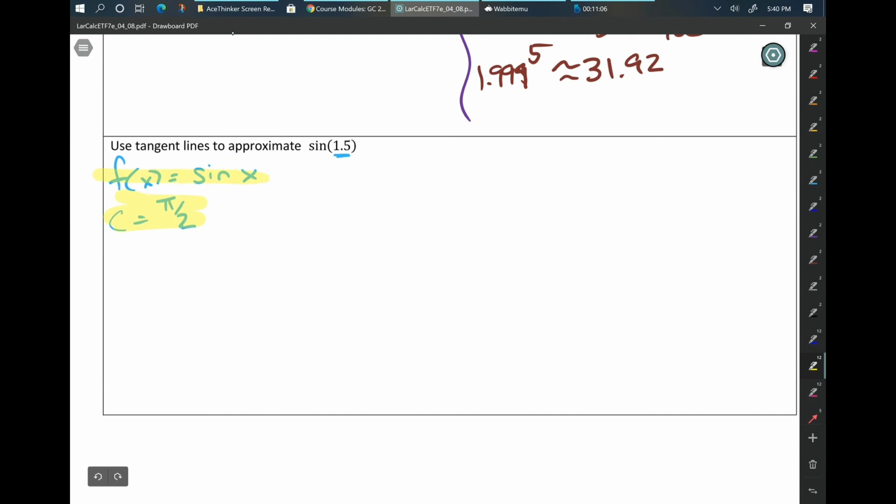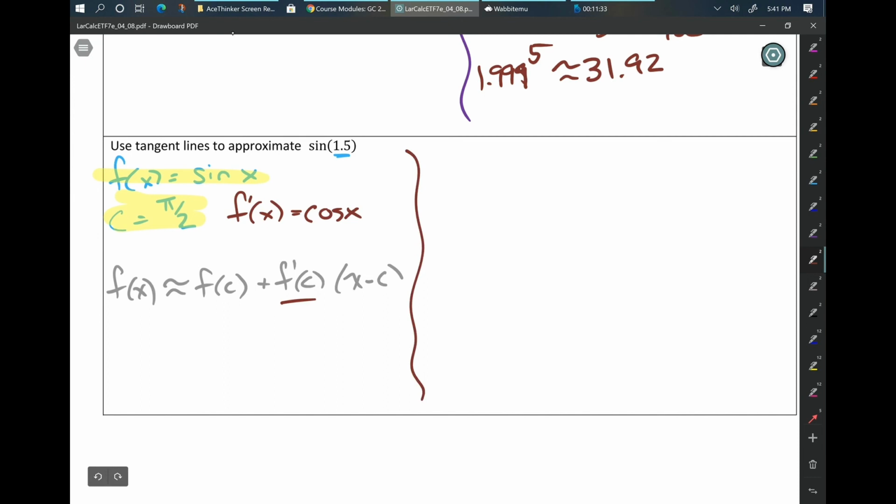I've got my function. What am I missing? Well, tangent line approximations say that f of x is approximated by f of c plus f prime of c times x minus c. So I need f prime. So if f of x is sine, what's f prime? Well, the derivative of sine is cosine. And then putting it all together, what do we have?